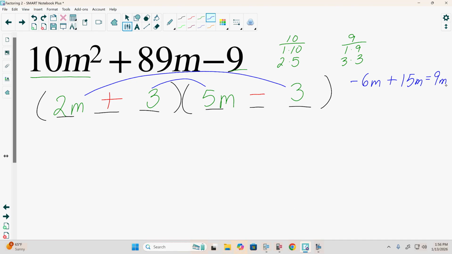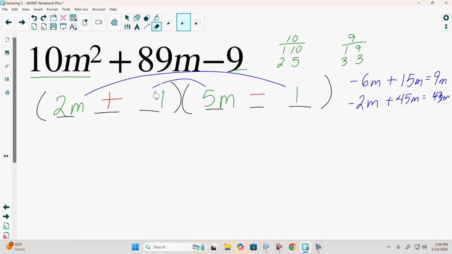We can. I'm going to try 1 and 9 first, and then we'll switch over to that. Because if we do 9 and 1, 2m times negative 1 would be negative 2m. 9 times 5m would be plus 45m, giving us negative 43m. Or not negative 43, it'd just be positive 43.